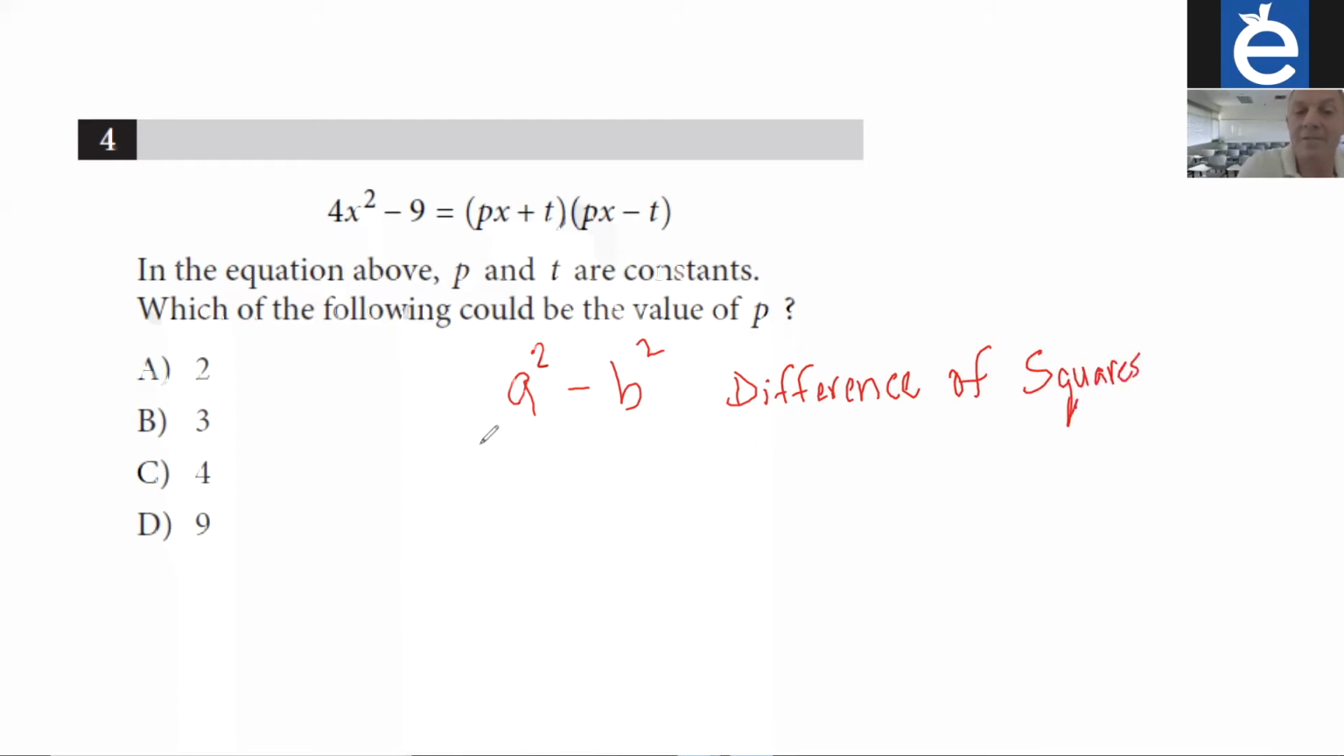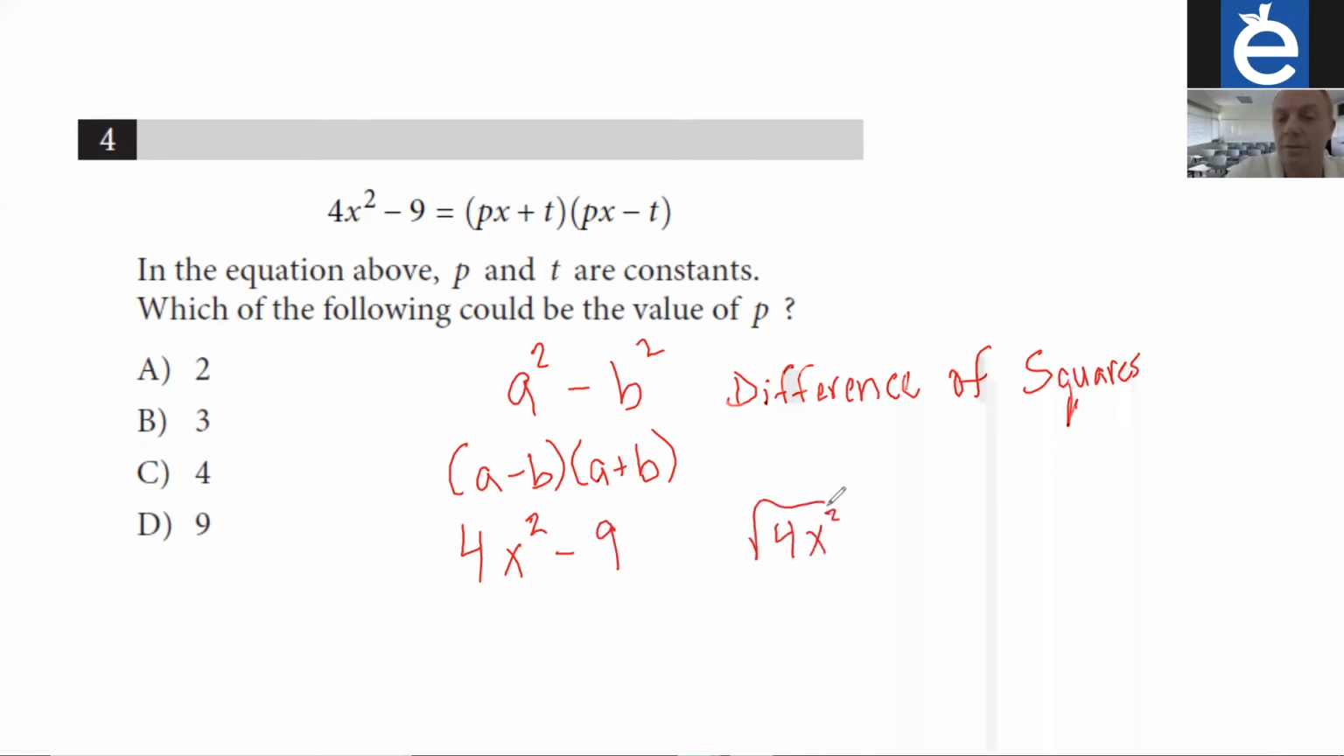All right, this factors to a minus b times a plus b. Okay, so using that model, we have 4x squared minus 9. So let's take the square root of 4x squared, which is 2x, and then let's take the square root of 9, which is 3.